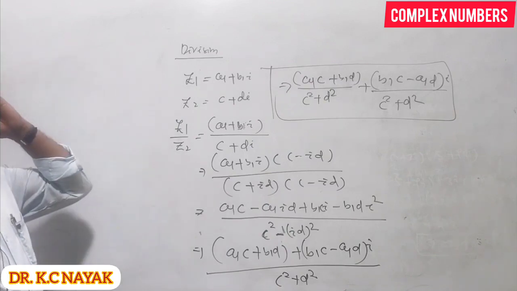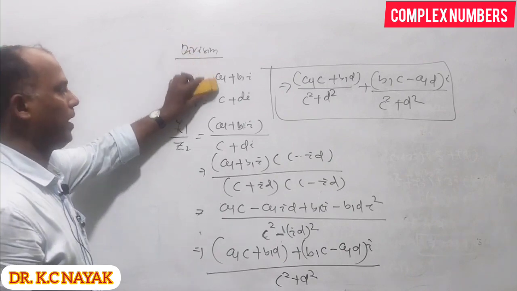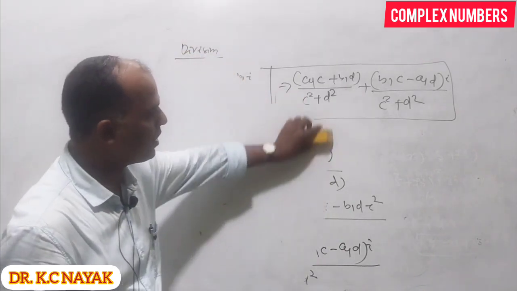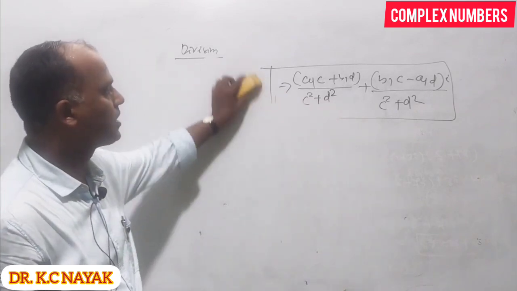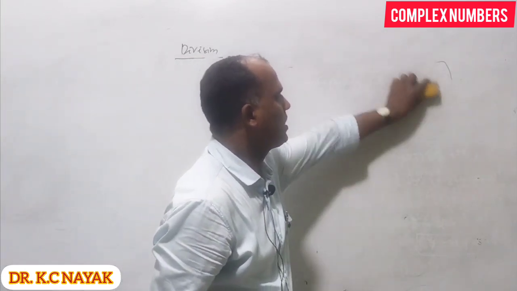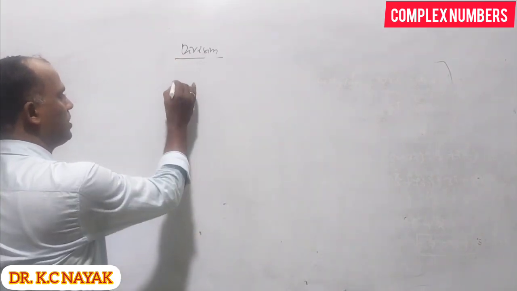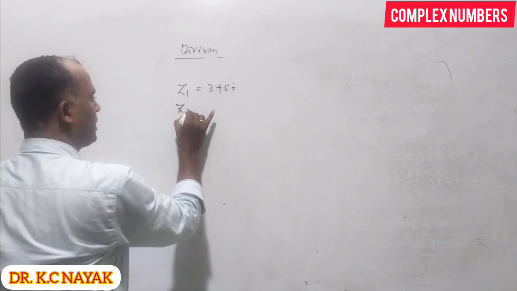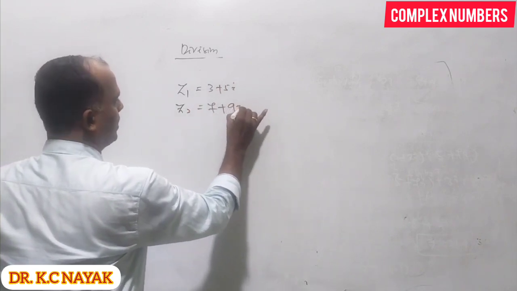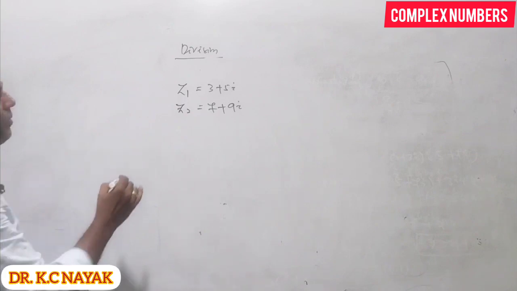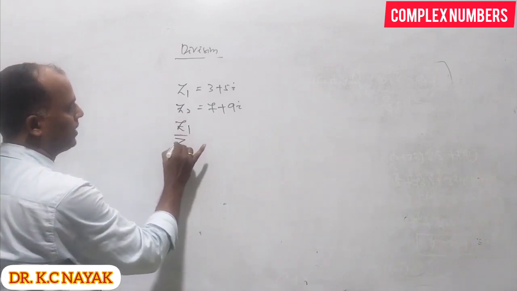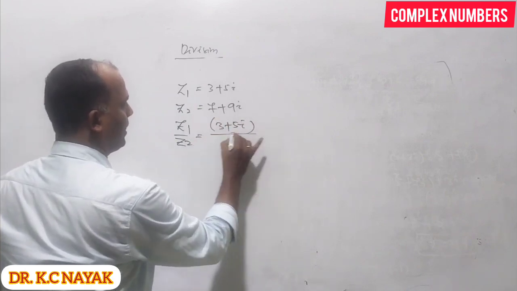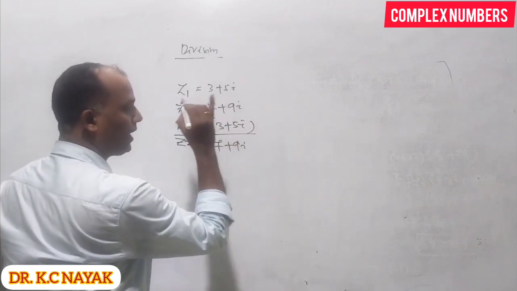Right? Now we proceed with an example. How we can find the division of two complex numbers with an example. This is the mathematical concept of division of two complex numbers. Suppose z1 is equal to 3 plus 5i, z2 is equal to 7 plus 9i. I want to find the value of z1 by z2. How? 3 plus 5i by 7 plus 9i.